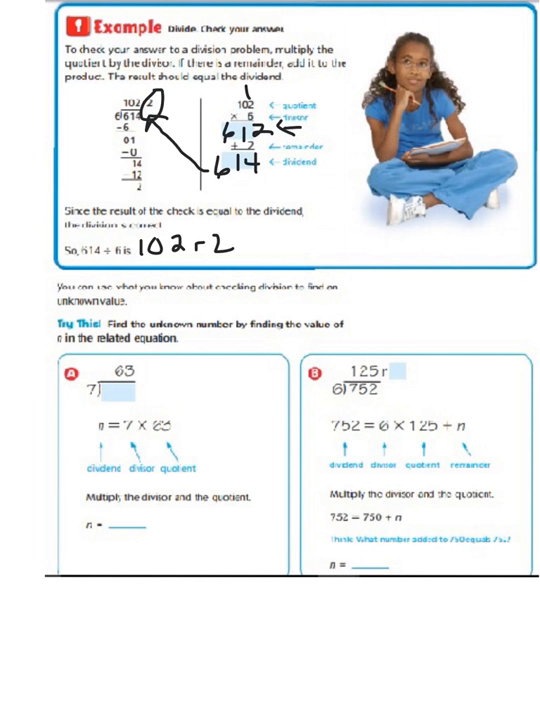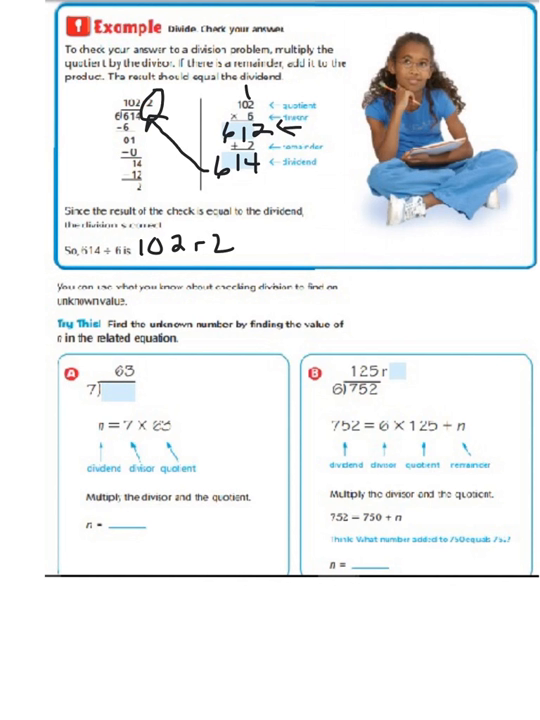Now you can use what you know about checking division to find an unknown value. For example, we have 63 as our quotient, 7 is our divisor. So now we can create a multiplication, or an inverse operation of our division problem, to find what our dividend would be. So n would be our dividend, 7 is our divisor, times, because that's the inverse operation of division, 63, which is our quotient.